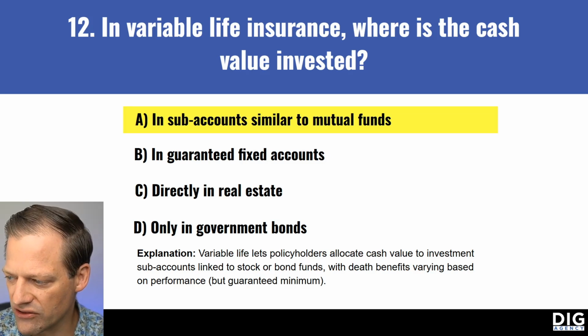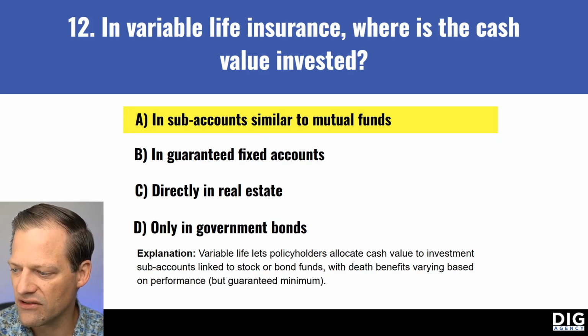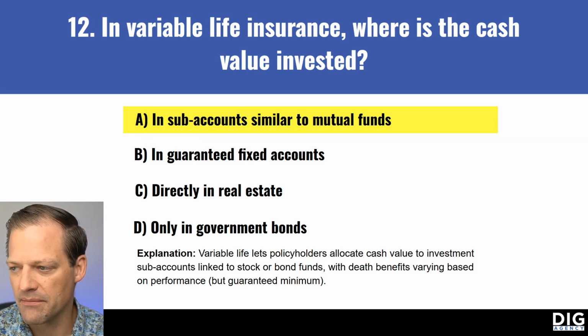Variable life lets policyholders allocate cash value to investment sub-accounts linked to stock or bond funds, with death benefits varying based on performance, but with a guaranteed minimum.